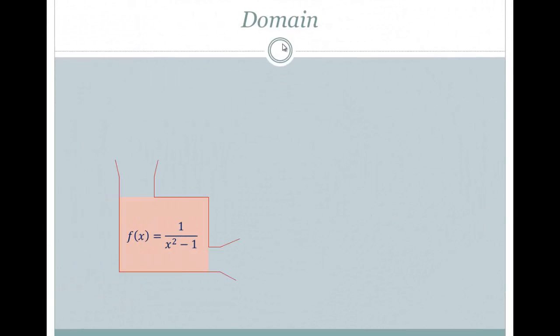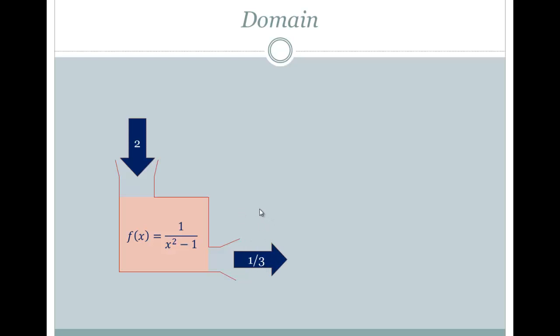Let's talk a little bit more about domain. Domain is what we can plug into our function so that the function produces a result. As an example, let's use our function. Our function is going to be defined, f of x is defined as 1 over x squared minus 1. Let's plug in some values and see what happens with our function machine here. If I plug in 2, I get 1 over 2 squared, which is 4. 4 minus 1 is 3, so I get 1/3.